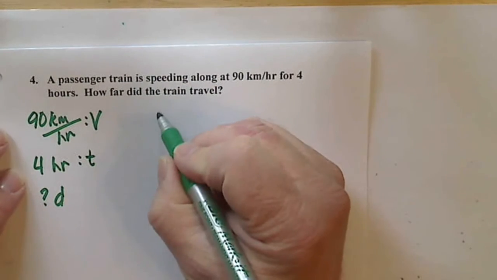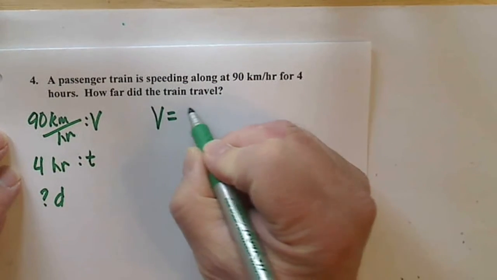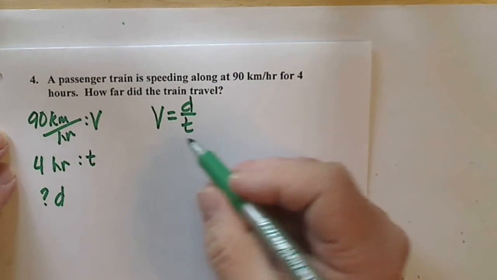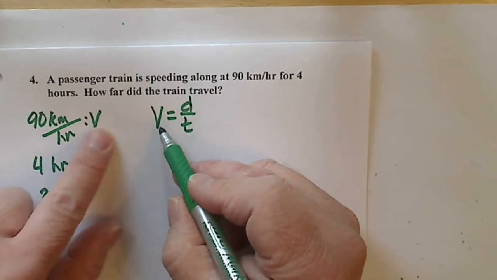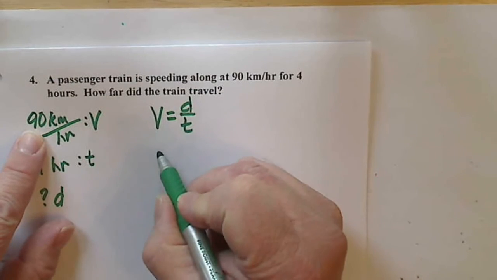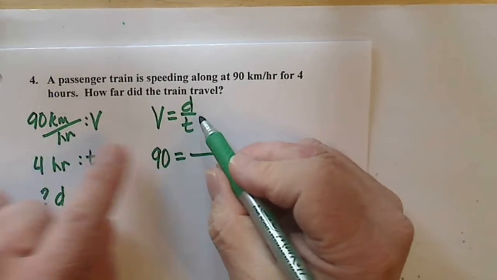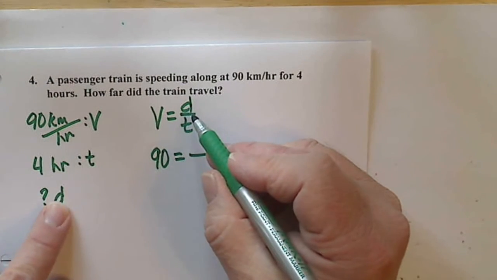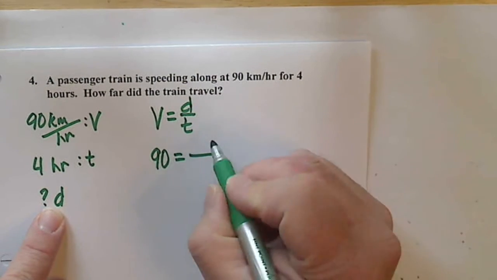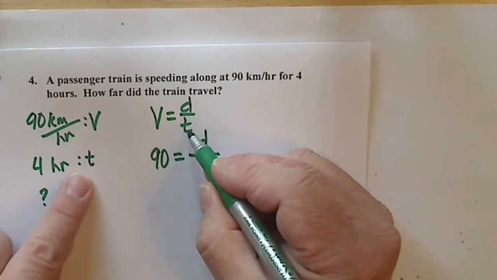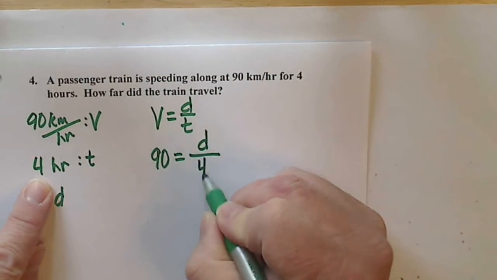So now we're ready to write down the formula. Always write down your formula. V equals D over T. Now, what the V is, we figured that out. They gave it to us. That's 90. Equals, set up your fraction. We don't know what D is, so we're going to leave it right there. And then you got time down here in the bottom. That's supposed to be 4.